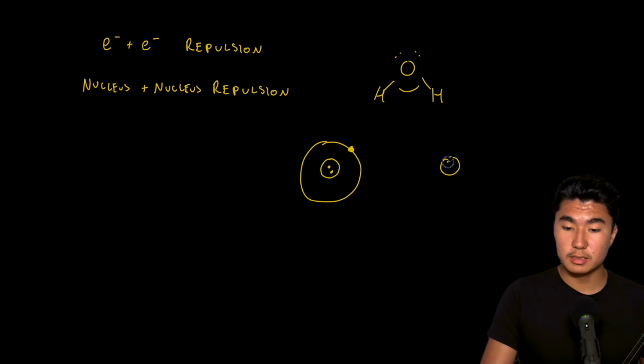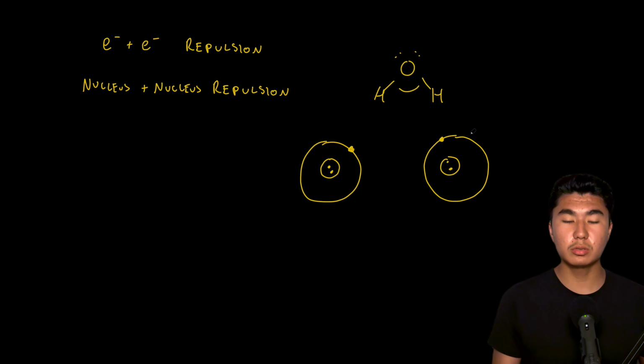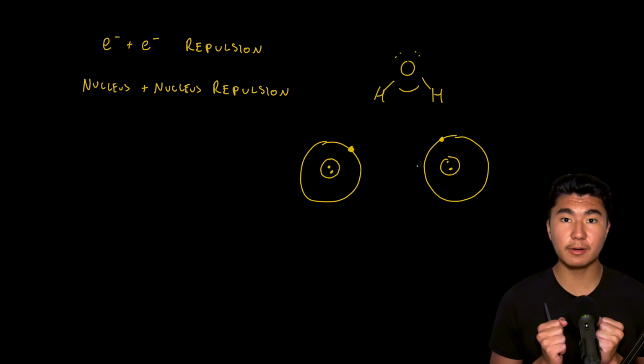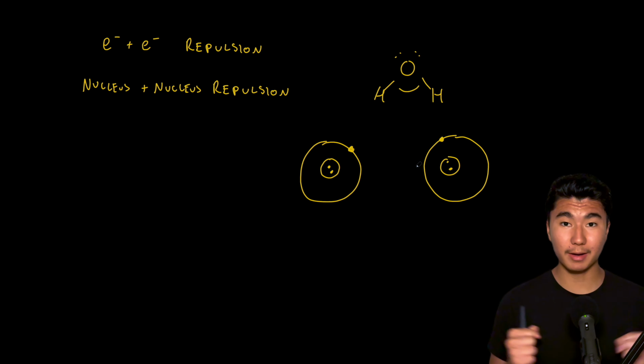And over here, same thing. Let's just say we had two hydrogens. So this nucleus repulsion is going to be between these two nuclei that sort of separates them out. So just like electron repulsion, this nucleus repulsion, when those nuclei come together, they're going to repulse. They're not going to attract each other.